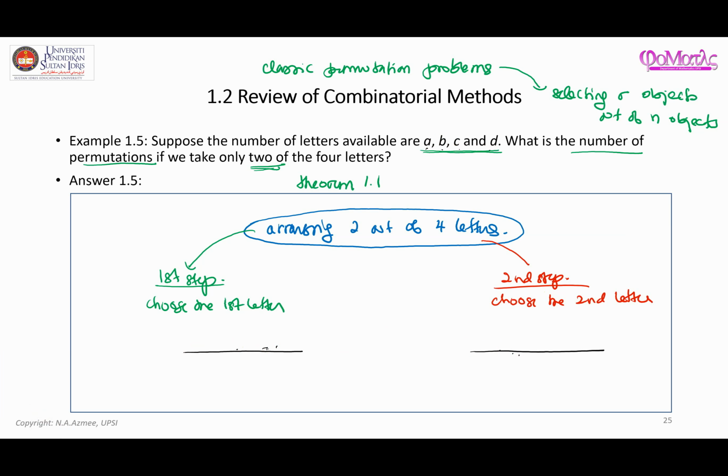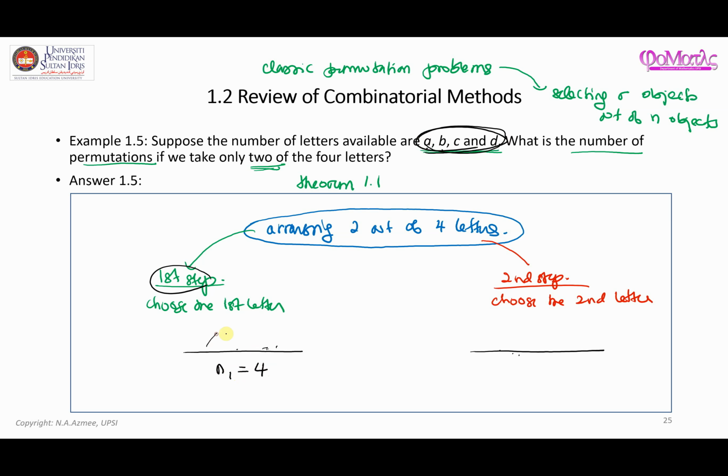either A, B, C and D. Okay, so if we go and look at this, we know that for the first stage here, the first step, if you want to choose the first letter, you have 4 different options. So n1 here is going to be equal to 4. Okay, it makes sense, right? Because you have 4 letters, so you have that 4 choices.